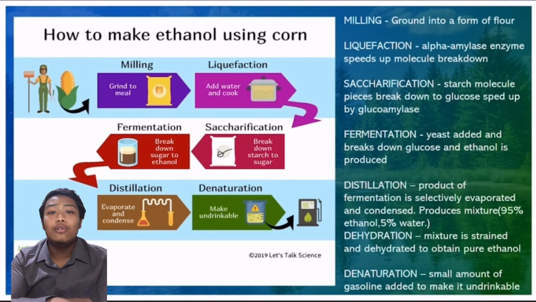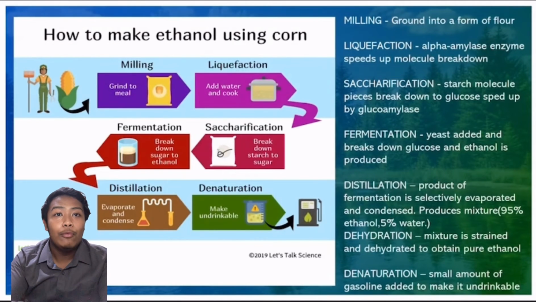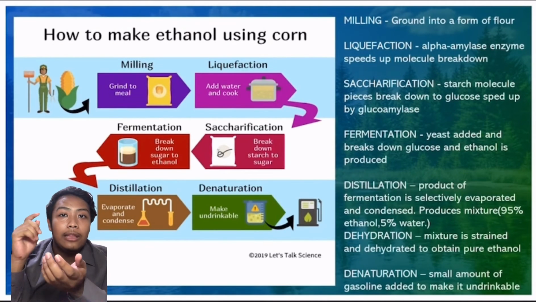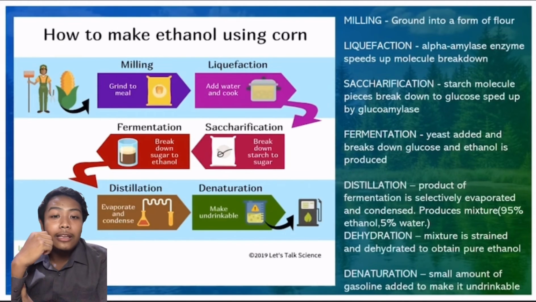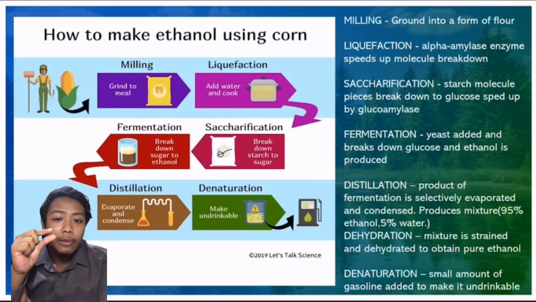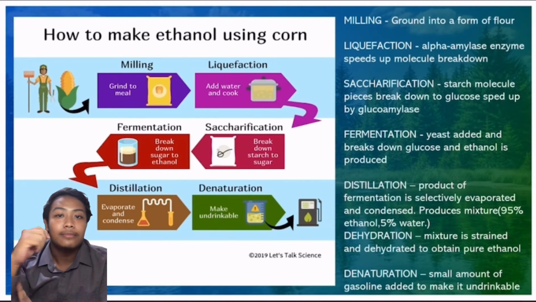After that, they use the process fermentation, which is done by adding yeast into the slurry. As a result, ethanol is produced. Finally, the process denaturation, which is done by adding a small amount of gasoline to fuel ethanol so that it makes the ethanol undrinkable.